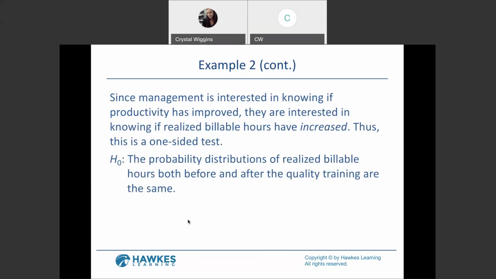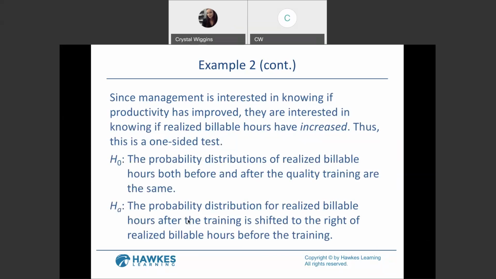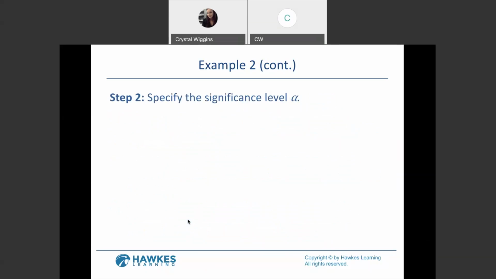So the null hypothesis is the probability distributions of the realized billable hours both before and after the training are the same. And the alternative is the probability distribution for the realized billable hours after the training is shifted to the right of realized billable hours before training. We specify the alpha level at 0.05.